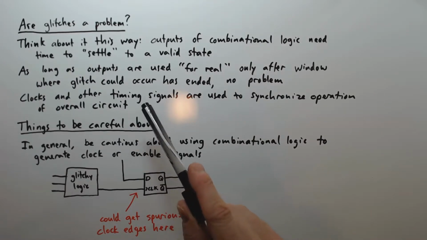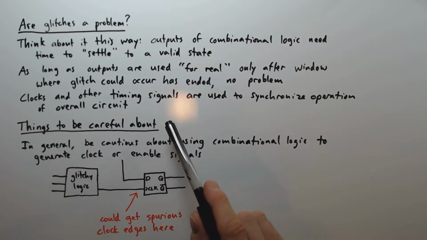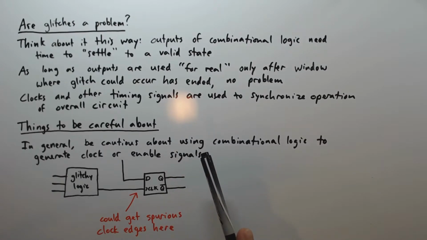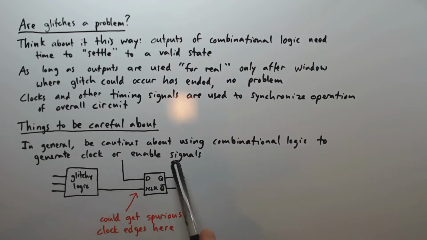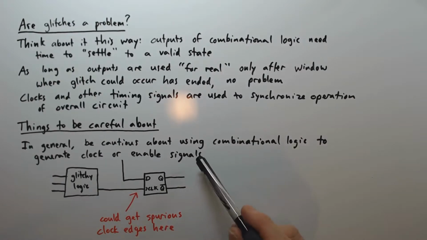operation of microcomputer circuits. One thing in general I would say as my main piece of advice, though, about where you want to be careful about combinational logic and where glitches might actually cause problems, is that in general you want to be very, very careful about using combinational logic to generate clock or enable signals. These are signals that essentially tell a sequential device, a stateful device like a flip-flop or a latch, when to change state. And for those types of signals, glitches actually can cause significant problems.